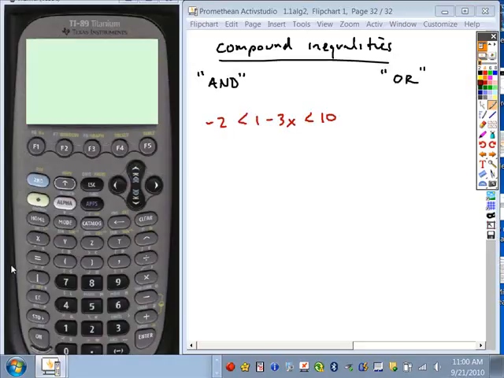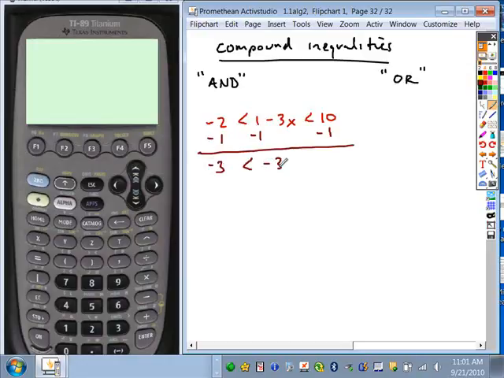And the way that you isolate that is you undo each part of this, but you have to undo it to all three parts. So again, if you think of this being three different parts, and you have to undo the operations to all three parts. So to isolate this x in the middle, we first need to isolate the term. So we undo the adding 1. And to undo that, we have to undo it to all three parts of this inequality. So that's going to create a new expression. Negative 3 is less than negative 3x, which is less than 9.